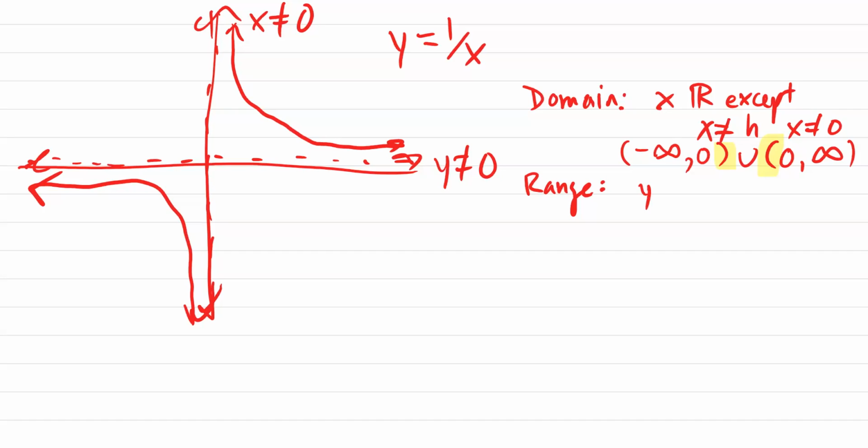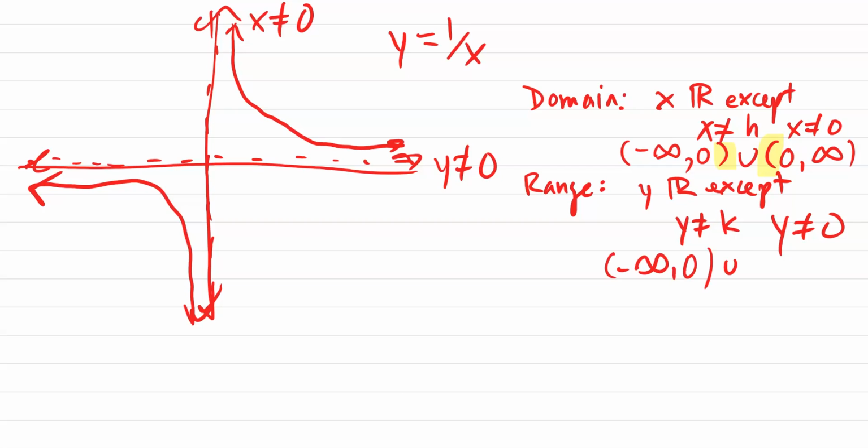It'll be all y values that are real, except what? Well, y will not be able to equal k, the vertical shift. So in this one again, y cannot equal 0. So how would I write that as an interval? Negative infinity to 0, or 0 to infinity. So they are going to bring up domain and range again. Don't let that get away from you.